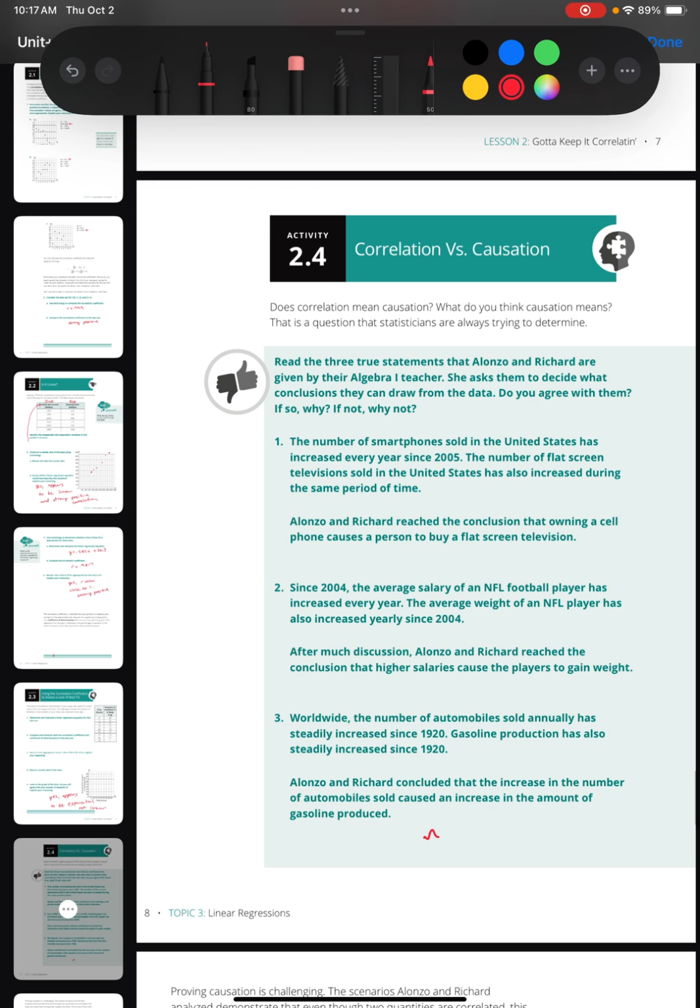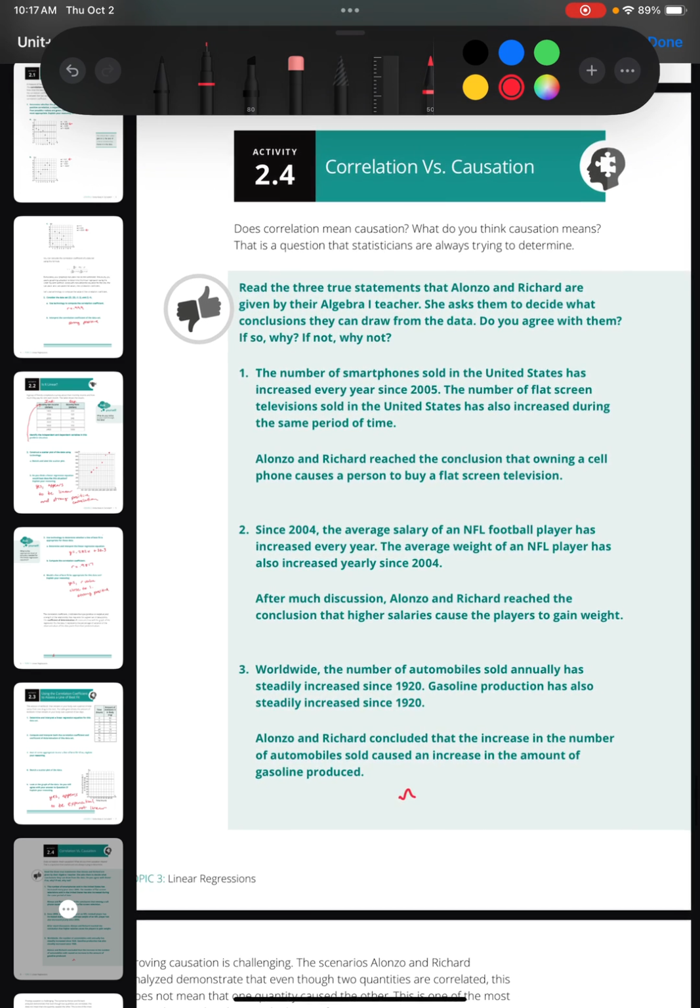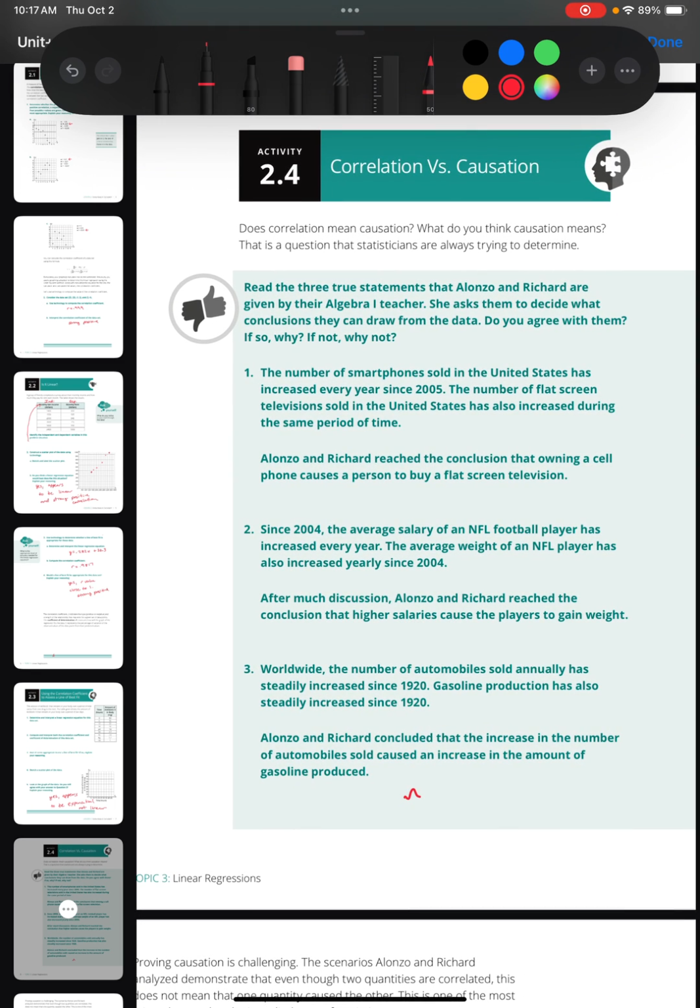All right, activity 2.4, correlation versus causation. Does correlation necessarily mean there's a causation? We could see a correlation in the trend of data, but not necessarily one factor causing the other one. So causation means we have a direct cause of the second variable happening. So we're going to read through these statements and determine whether this would be correlation or causation.